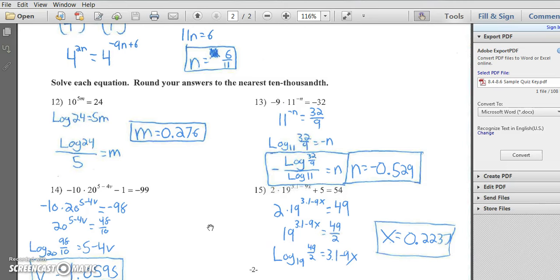What did I do then? I simply took the log base 20 of 98 over 10, got that decimal, subtracted 5, and divided by negative 4.